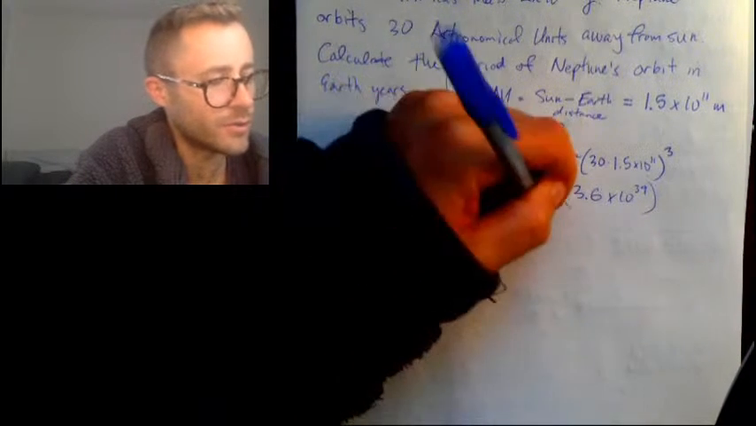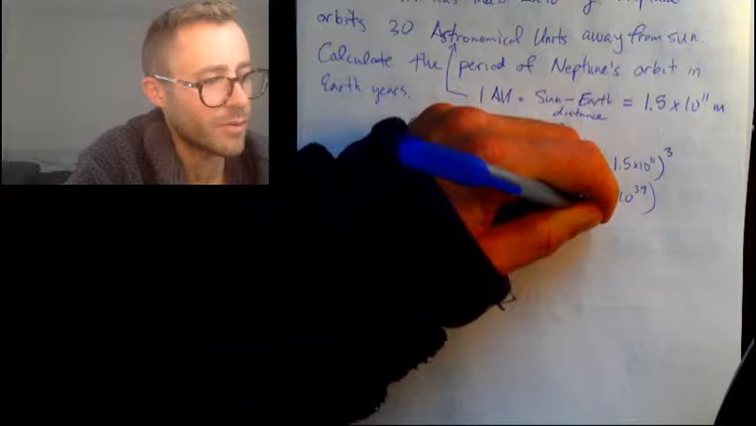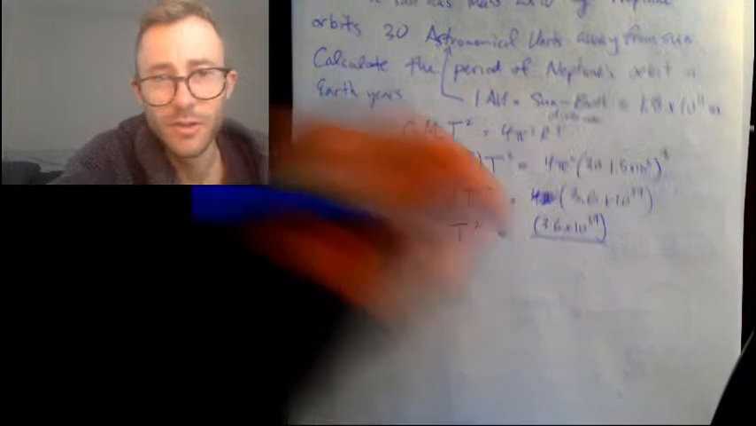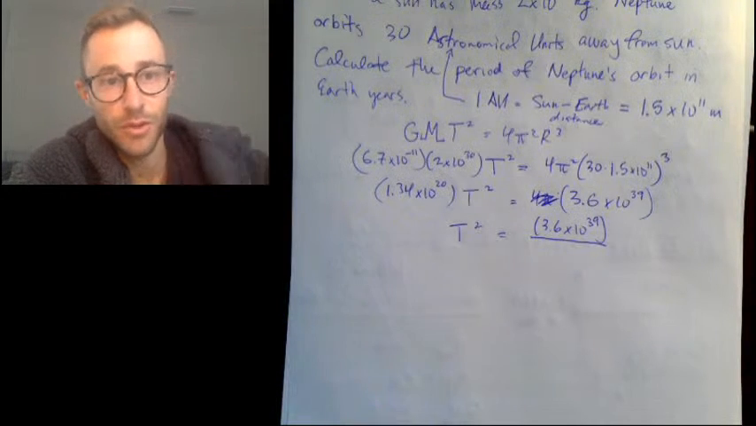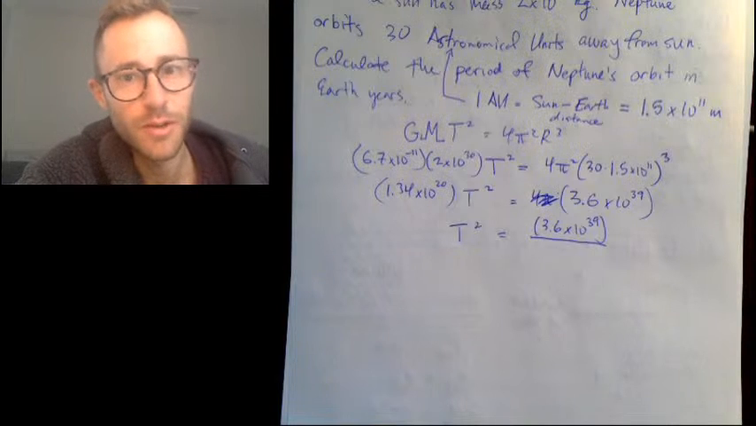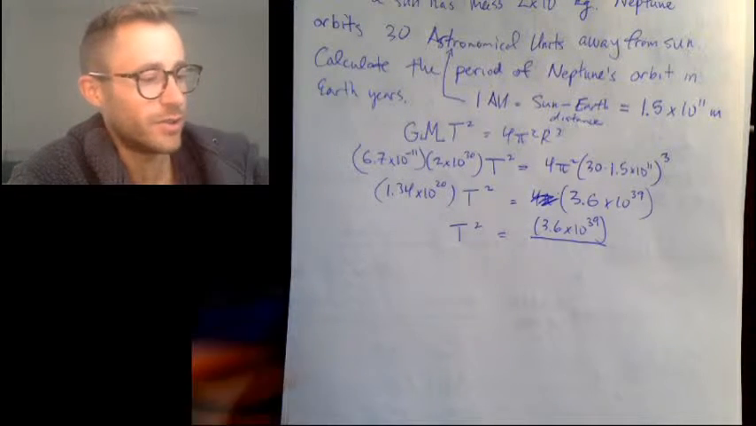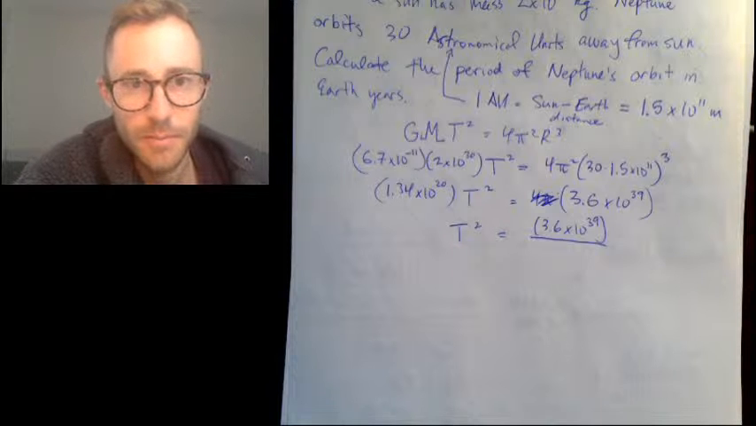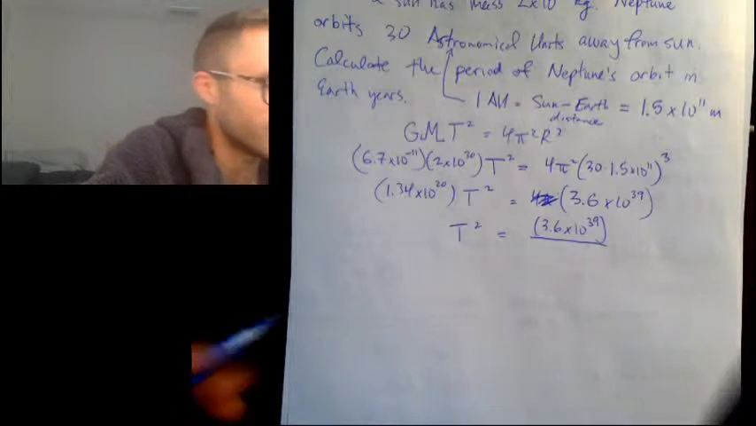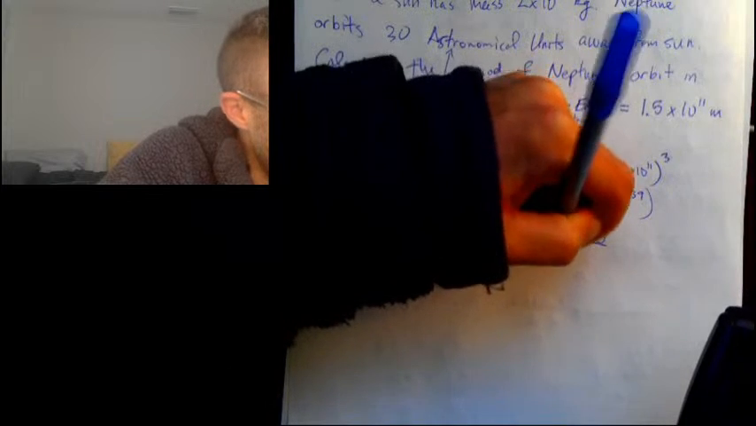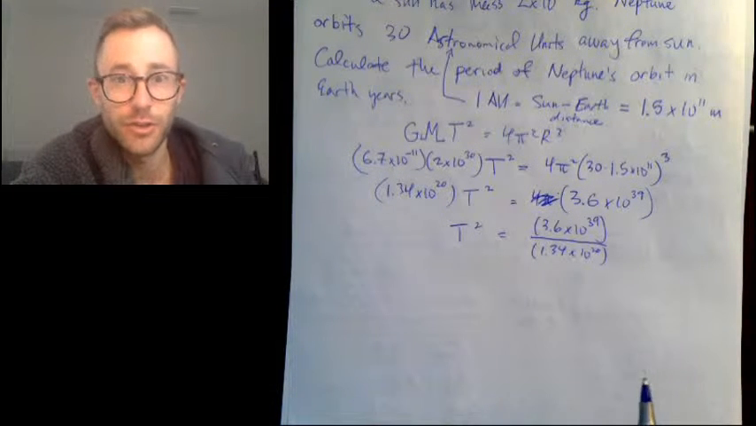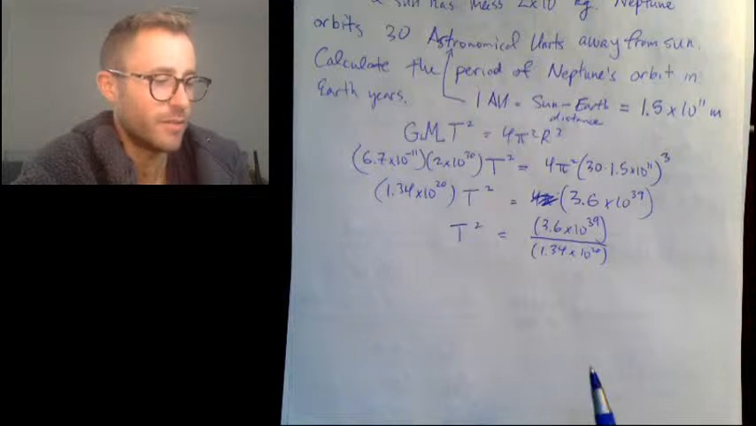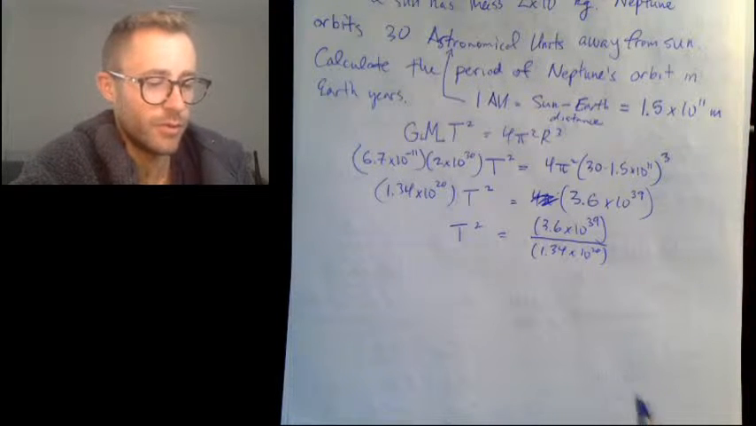So t squared equals 3.6 times 10 to the 39th divided by 1.34 times 10 to the 20th. By the way, now you understand why another way of saying that a number is really large is to say it's an astronomical number. You can see you get really big powers of 10 when you're doing calculations in astrophysics. So we divide those two numbers. Make sure you put the entire scientific notation number in parentheses before you do any divisions.